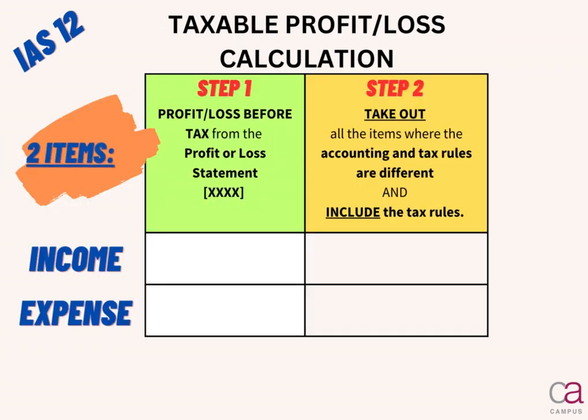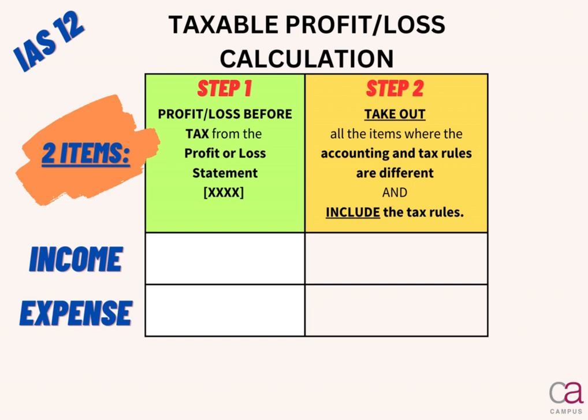Right, now when you look at the screen, you will identify that I've changed the table a little bit. At the top, we will have our step 1, which will be your implications of your profit or loss before tax, and your step 2, taking out and including tax rules. Now, when we look at the two phases, first phase, there might be items that is not taxable.